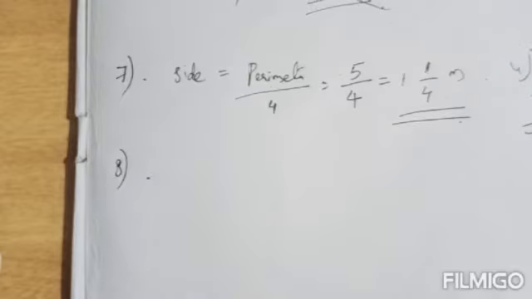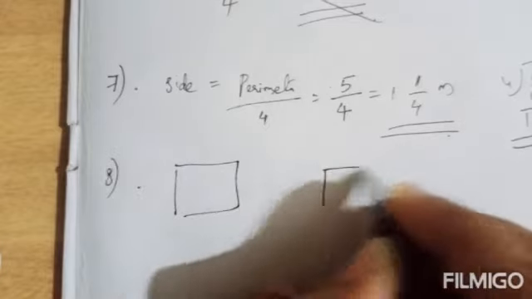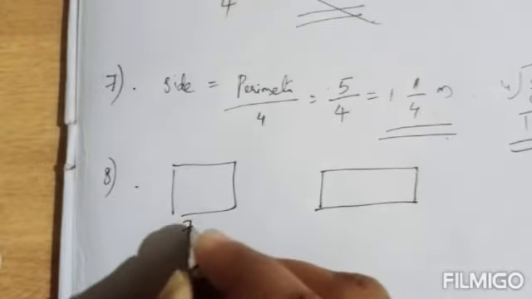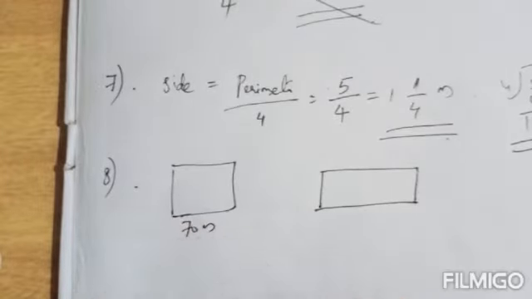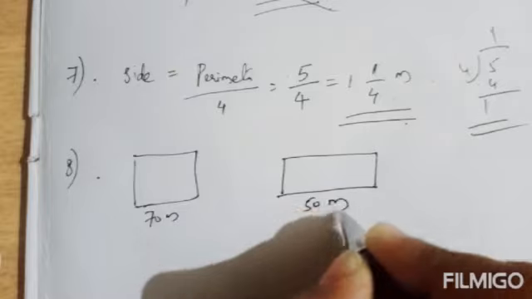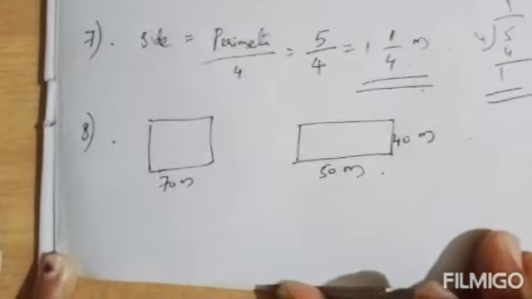Question number 8. A square field has each side 70 meter, whereas a rectangular field has length equal to 50 meter and breadth equal to 40 meter. Which of the two fields has greater perimeter and by how much? So here two fields are given. One field is in square shape, another field is in rectangular shape. The square field has side 70 meter, whereas this rectangular field has length 50 meter and breadth 40 meter. Now you have to find which field has greater perimeter.